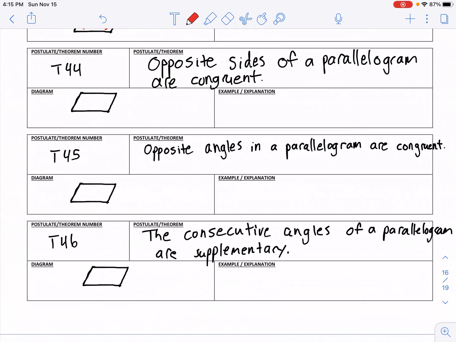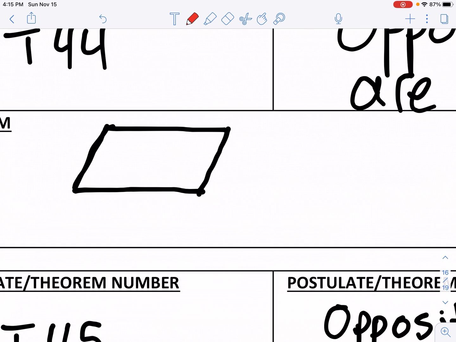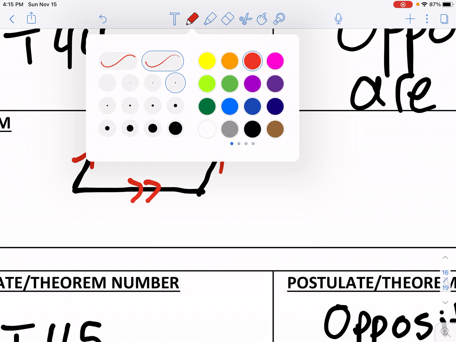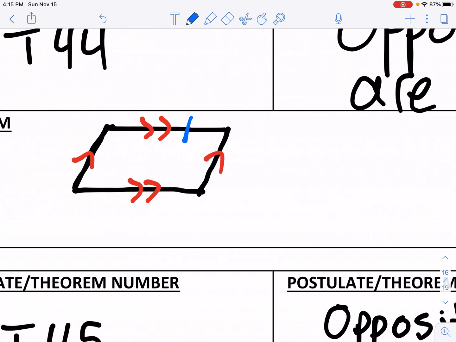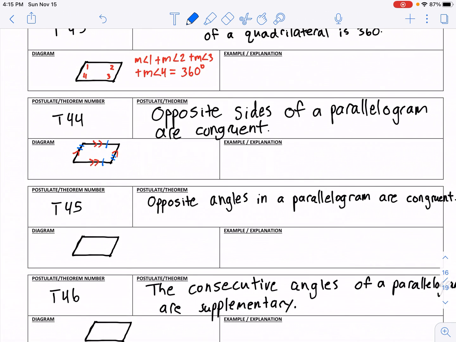T44: opposite sides of a parallelogram are congruent. For any parallelogram, remember that means we have parallel sides, top and bottom, left and right. Their opposite sides are also congruent. So this side is congruent to this side, and this side is congruent to this side. The opposite sides are going to have the same length.